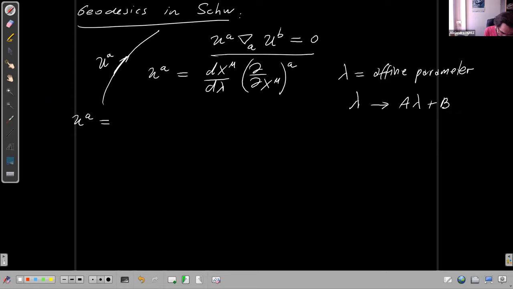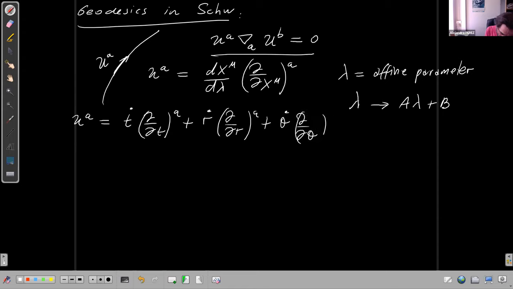Derivative with respect to affine parameter will be called just dot. So I have t dot times d by dt a plus r dot times d by dr a plus theta dot d by d theta a plus phi dot d by d phi a. I'm just writing this in the Schwarzschild coordinates. This is the most general tangent vector that you can write in four-dimensional spacetime in the coordinates that we're using.